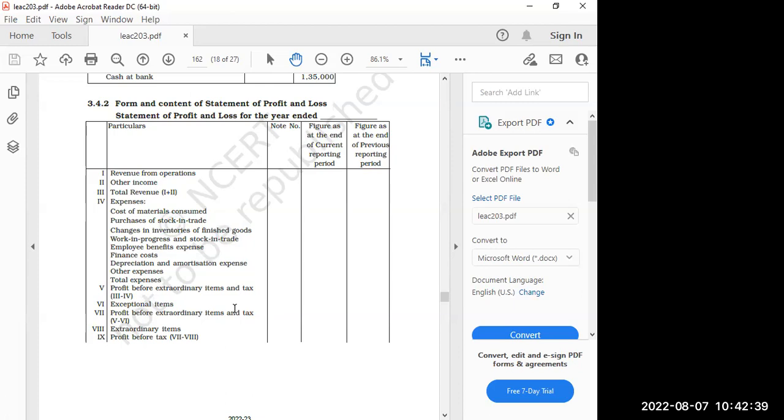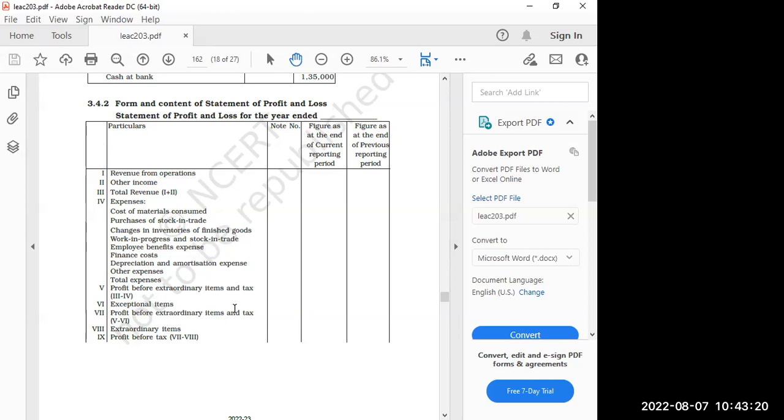Suppose you are a furniture seller. You buy furniture from the furniture manufacturer, and you just display it in your showroom and sell it. For you, the second item is important: purchase of stock in trade. How much stock you purchased? Suppose you are a company which is manufacturing something as well as buying and selling. That time you will have both: A will be there, B will be there. If you're only a merchandising company, only 2 will come. If you're only a manufacturing company, only the first one will come. If you are doing both, both will come.